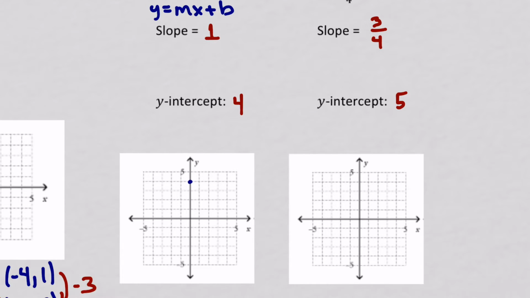Always on the y-axis if you're given slope-intercept form. Then I'm going to use the slope, which is 1. I'm going to turn it into a fraction, 1 over 1, and that tells me where to go. The top number, the numerator, gives the vertical direction, up or down. The denominator gives the horizontal direction, left or right. So in this case, it's telling me to go up 1 and to the right 1. So I'm going up 1, right 1, to right here.